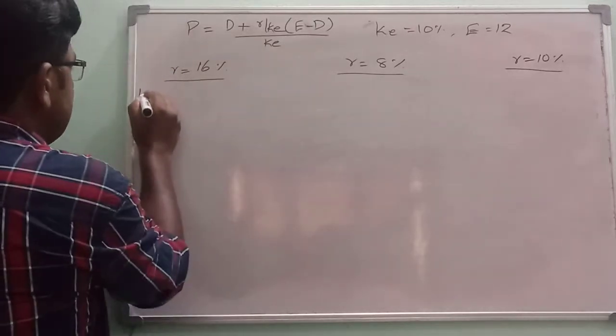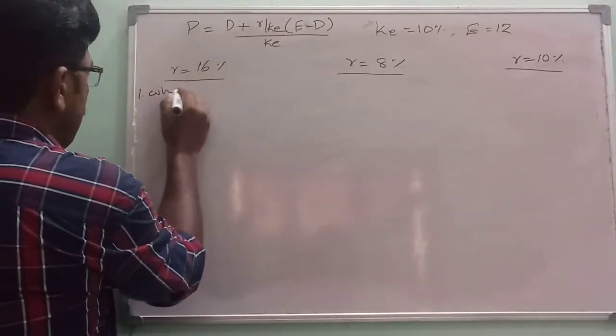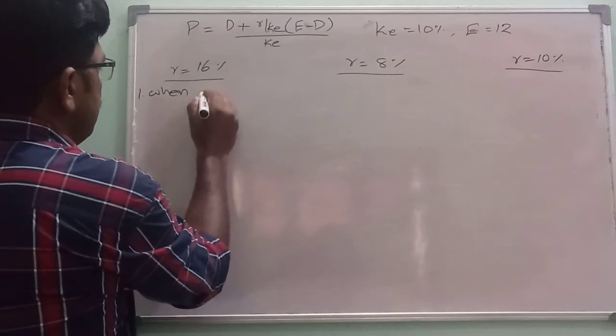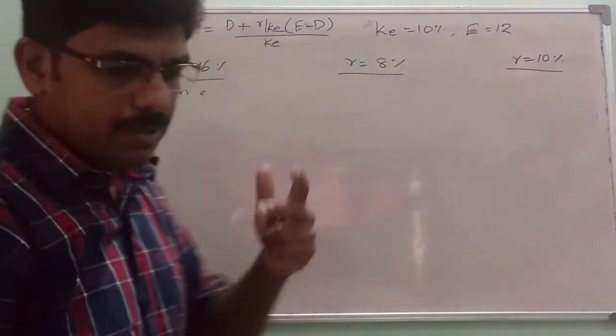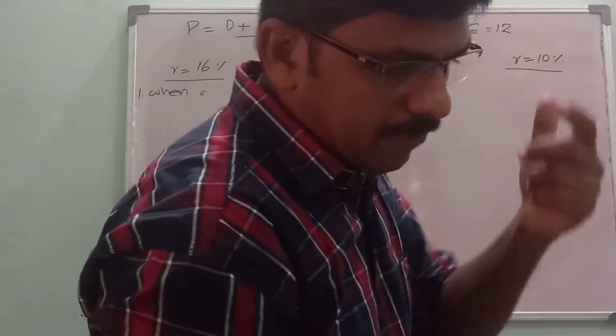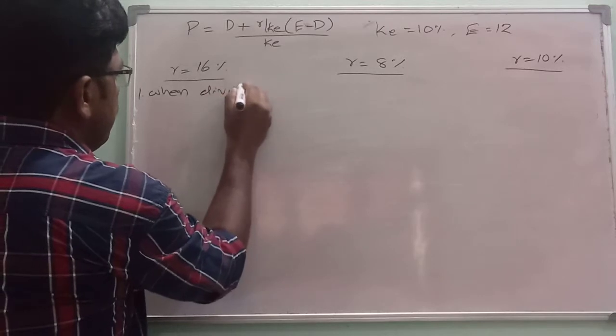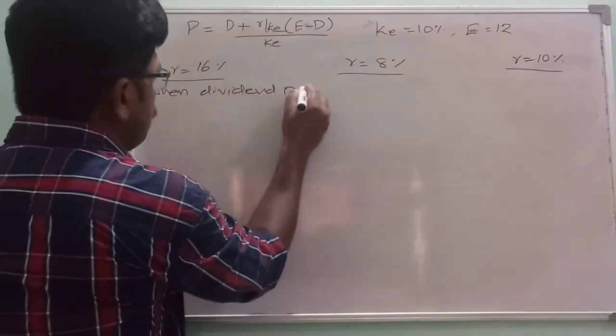Number 1. First case is when the company follows a dividend payout ratio of 0%. When dividend payout ratio is 0.